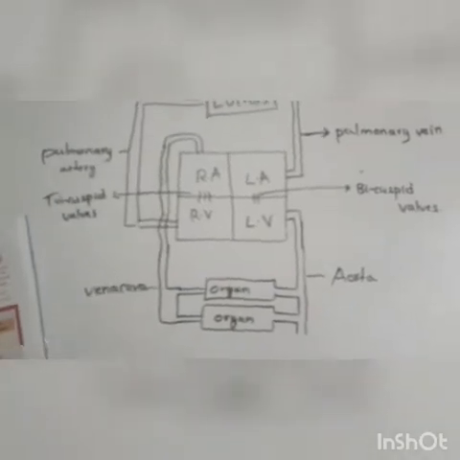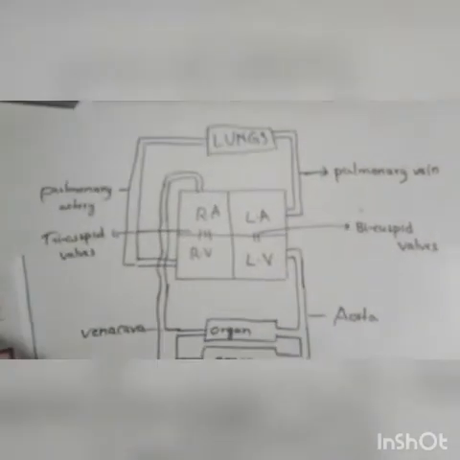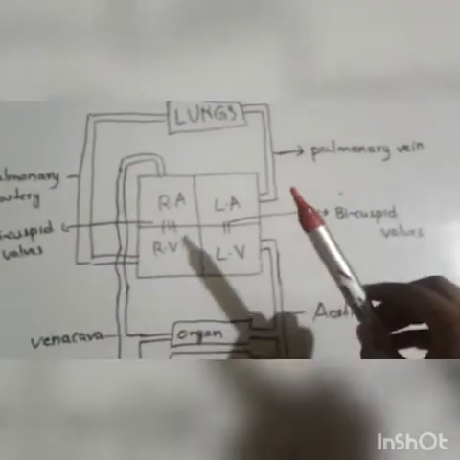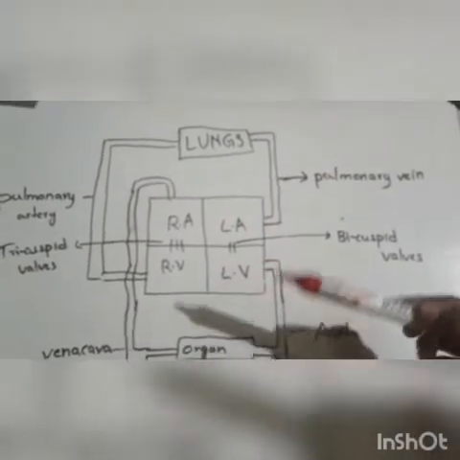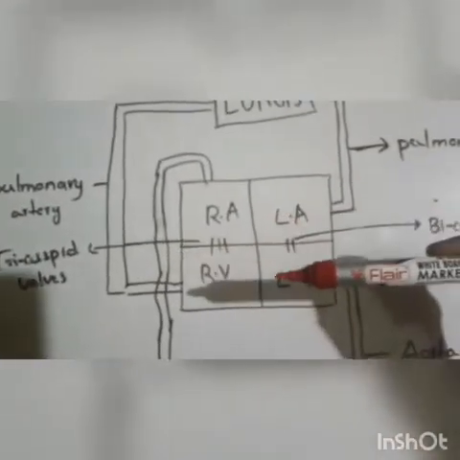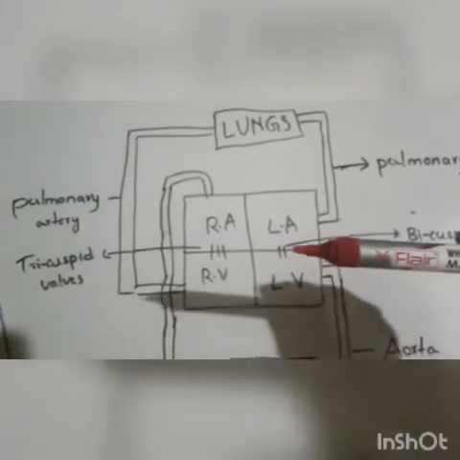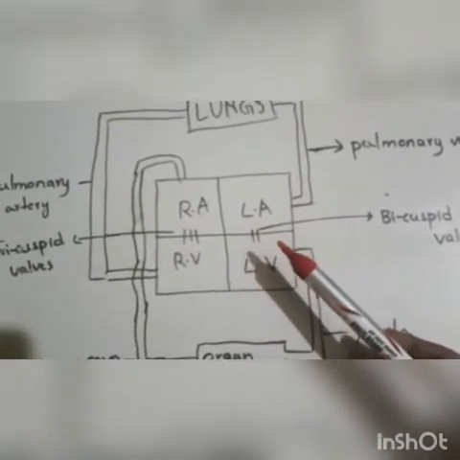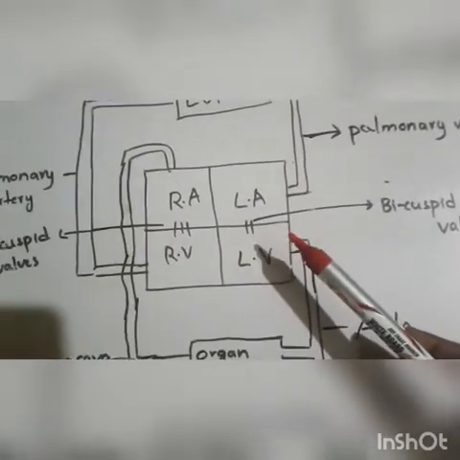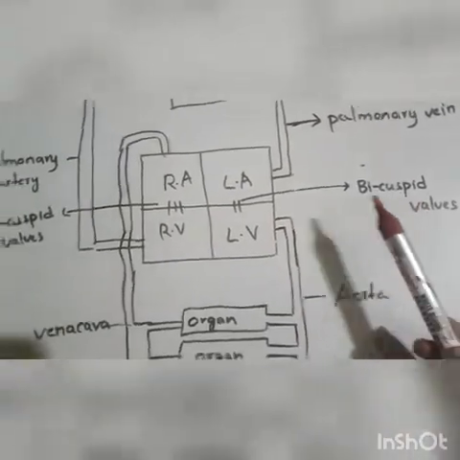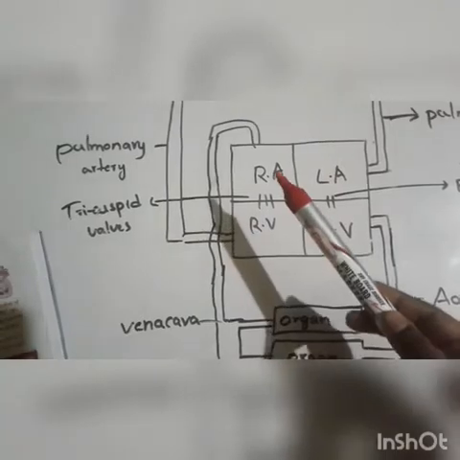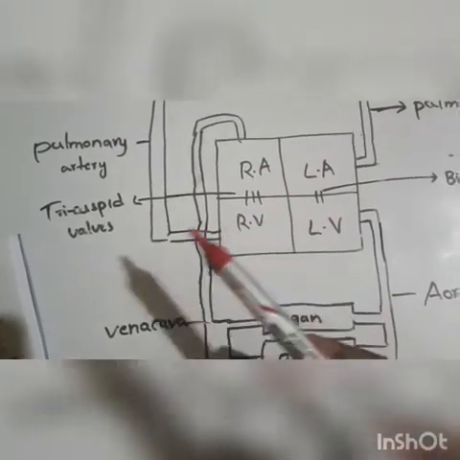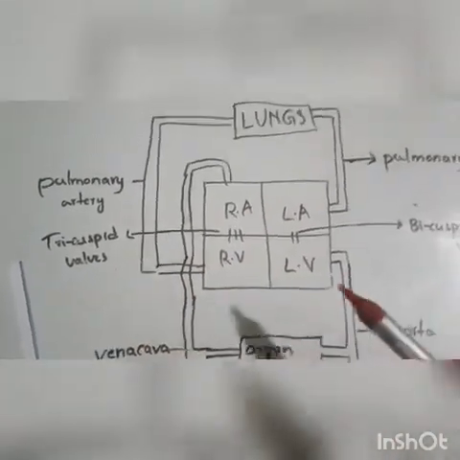So, as we all know, the heart has four chambers, which are the left atrium, left ventricle, right atrium and right ventricle. We have a passage between the left atrium and left ventricle, which is called the bicuspid valve, and another passage between the right atrium and right ventricle called the tricuspid valve.